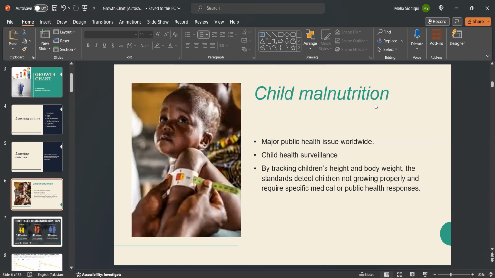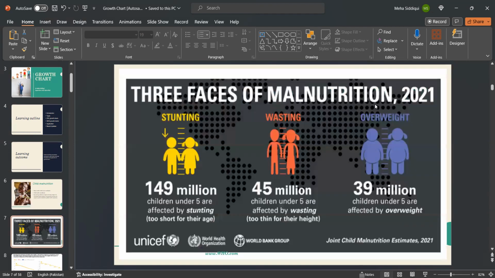Child malnutrition is a major public health issue worldwide and it requires child health surveillance. By tracking children's height and body weight, the standards detect children not growing properly and require specific medical and public health responses. As we all know, there are three main phases of malnutrition. According to the WHO 2021 report, the prevalence of stunting of children under 5 is 149 million, 45 million children under 5 are affected by wasting, and 39 million children under 5 are affected by overweight.